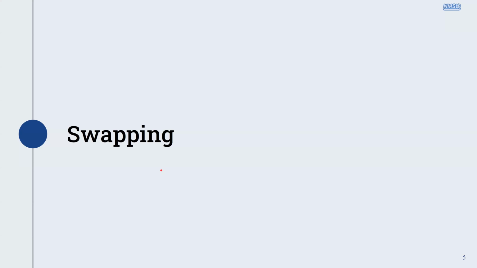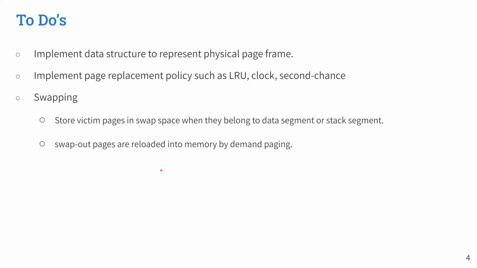The first part we will talk about is swapping. There are largely three things you should do in this part. First, you should implement the data structure to represent a physical page frame. Second, you should implement a page replacement policy, such as LRU, the clock algorithm, or the second chance algorithm. Lastly, you should implement the actual swapping itself. You should store victim pages in swap space when they belong to the data segment or stack segment, and swapped out pages should be reloaded into memory when they are needed.